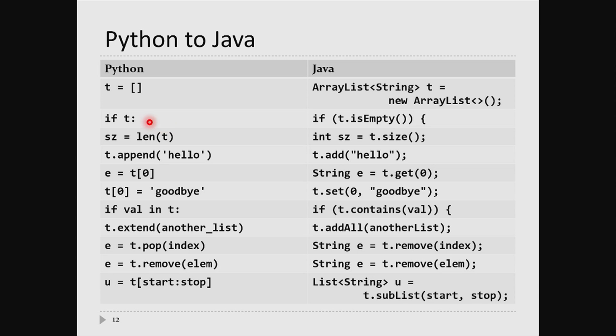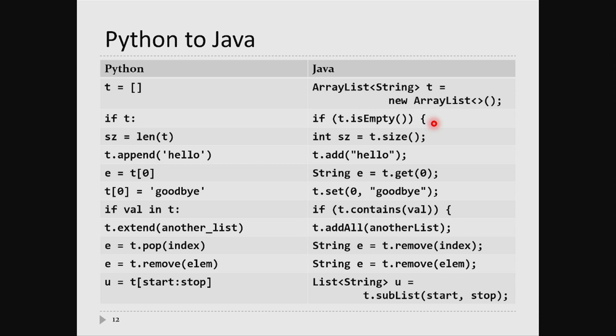If you want to check if a Python list is empty, you can just write if t. You don't have to write if len(t) equals 0. You can just write if t. You cannot do that in Java. So instead, in Java, you have to call the method isEmpty. Is the list empty? Yes. Do something in the if statement.